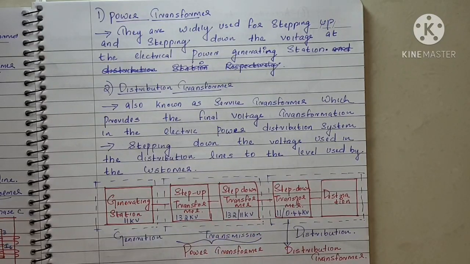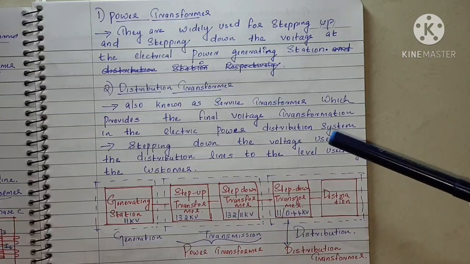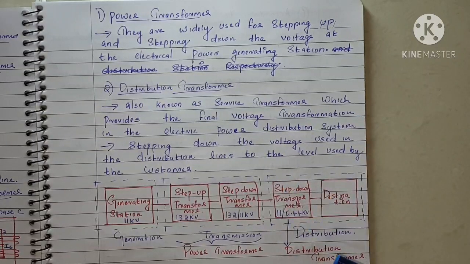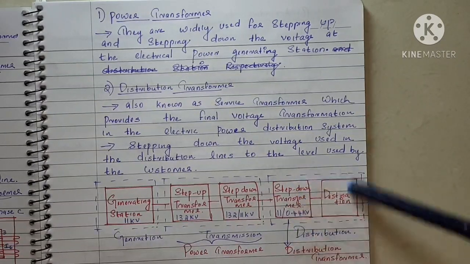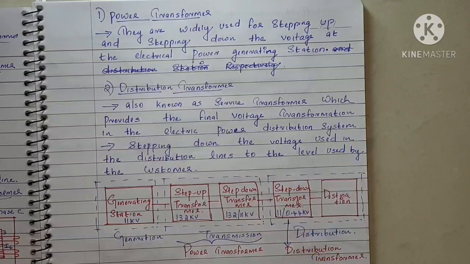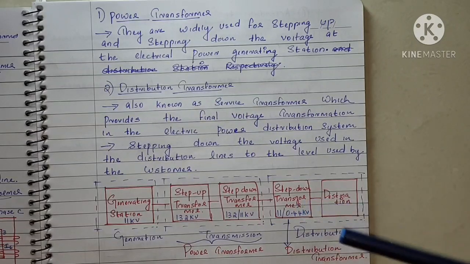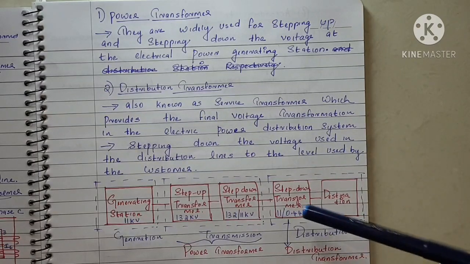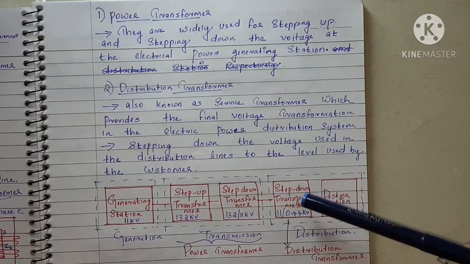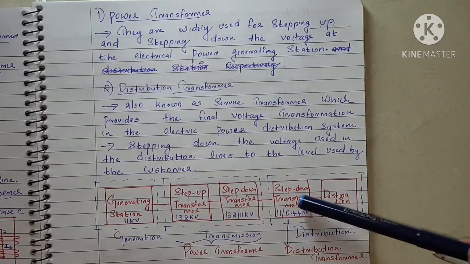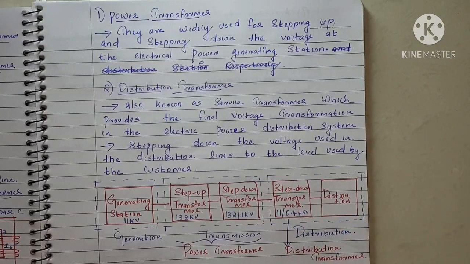known as power transformers. And the distribution transformer is also known as service transformer, which provides final voltage transmission in the electric power distribution system. This transformer is known as distribution transformer for stepping down the voltage used in the distribution line to the level used by the customer. Before providing it to the customer, we step down the voltage at the distribution side, and this step down transformer is known as distribution transformer.